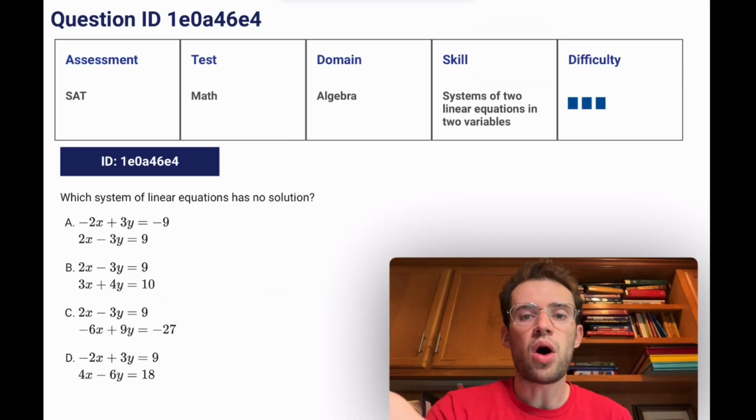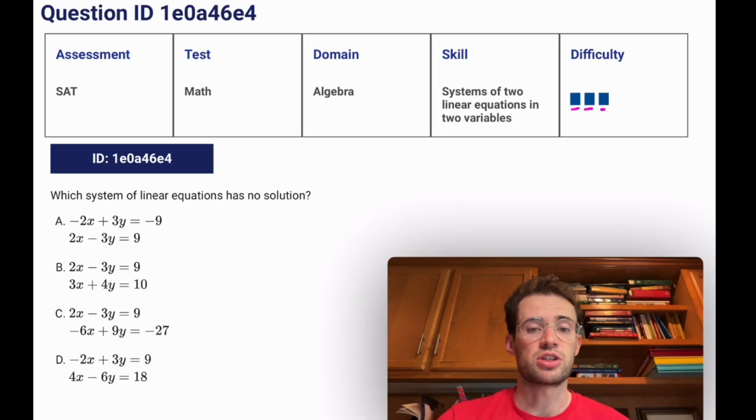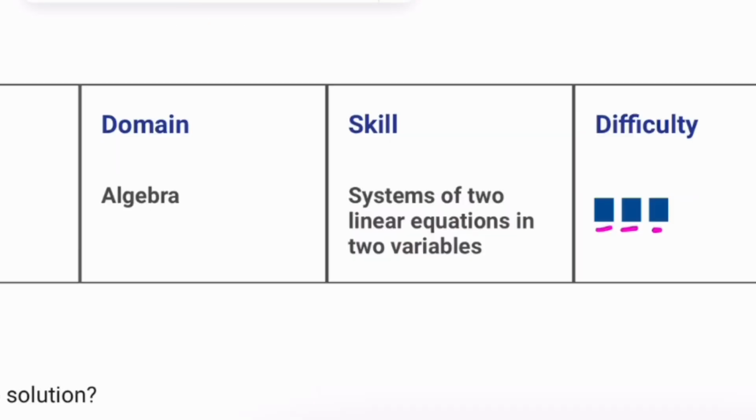question IDs. All of the questions I'm going to go over in this video are 3 out of 3 difficulty. If you look them up on the SAT online question bank on the College Board website, all of them are in the domain algebra, and as I said, the skill is systems of two linear equations in two variables. Just think of that as systems of linear equations.